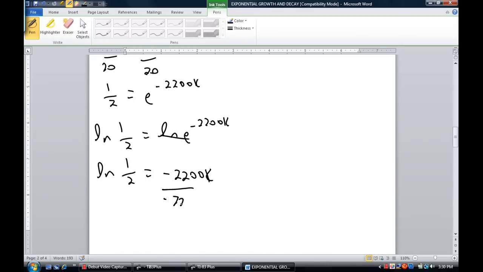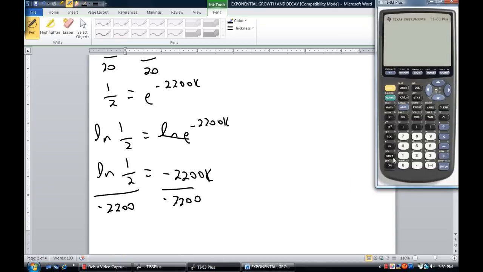Solve this for k. Divide both sides by negative 2200. Take out our calculator. Type in natural log of 1 divided by 2, close parentheses, divided by negative 2200.